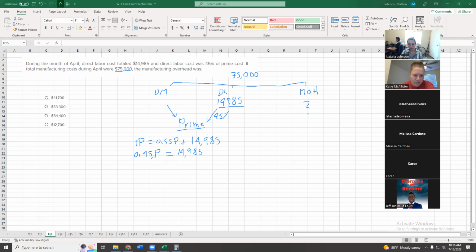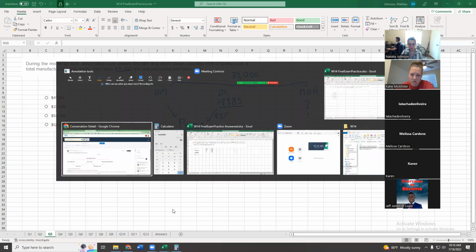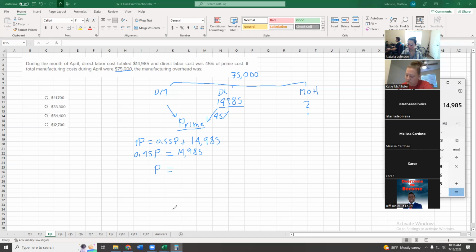And now if we divide this 0.45 in both sides, we will get the total of prime cost. So 14,985 divided by 0.45 is 33,300. So you can try to remember this formula, or you could simply divide these two, 14,985 divided by 0.45, and it will give you a total of prime cost.